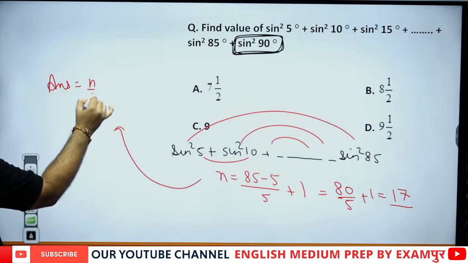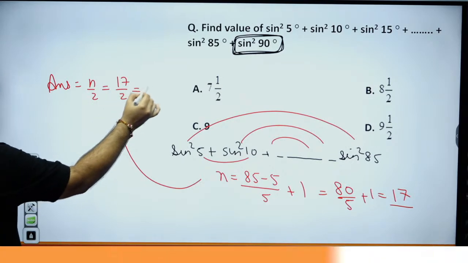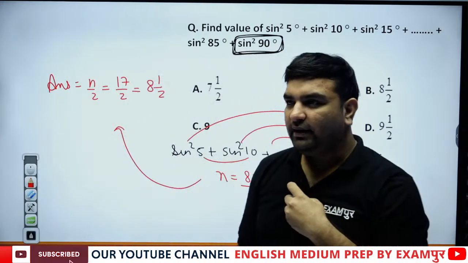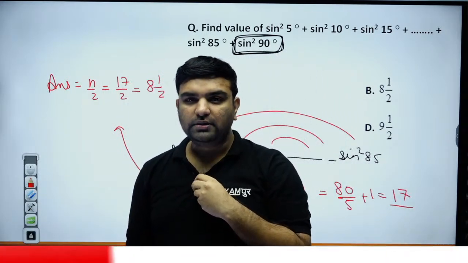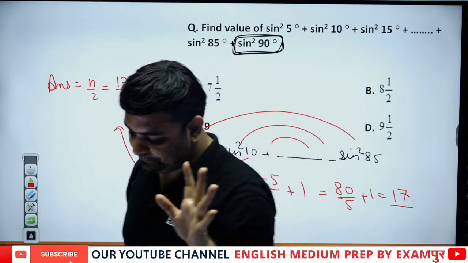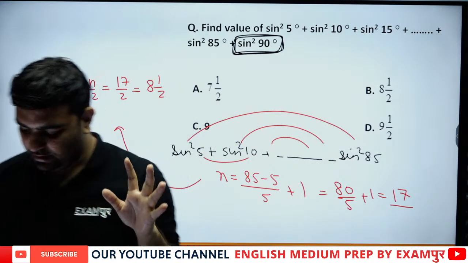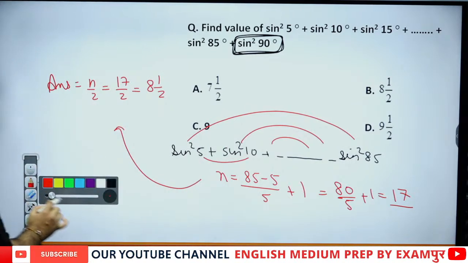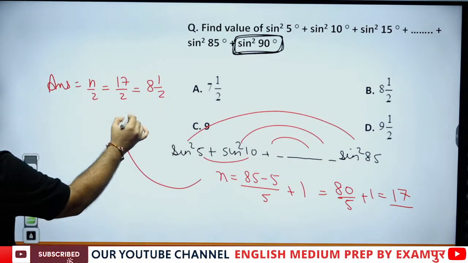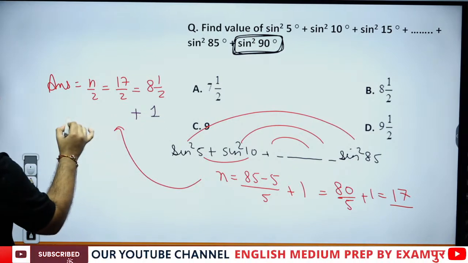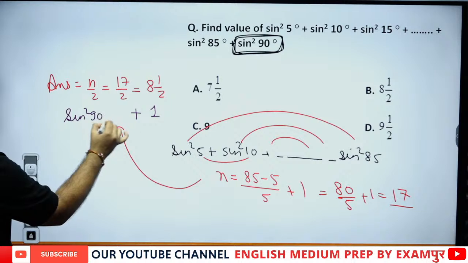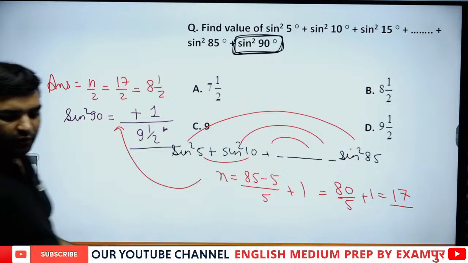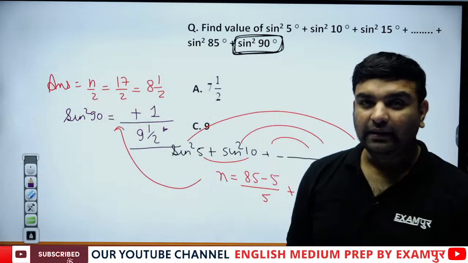So the answer of this portion is n by 2, 17 by 2, or you can say 8 and a half. But 8 and a half is not the ultimate answer because sin 90 is still remaining. So you can add sin 90. So the answer would be ultimately 9 and a half. Okay. Clear?